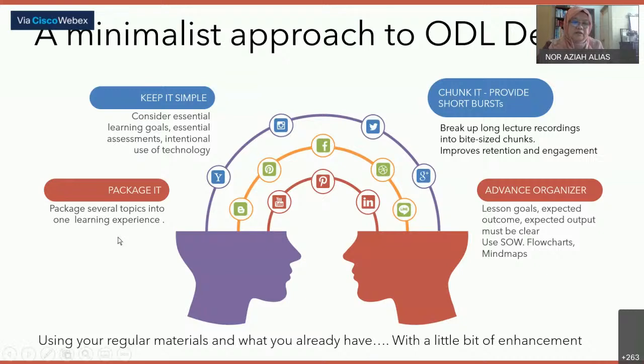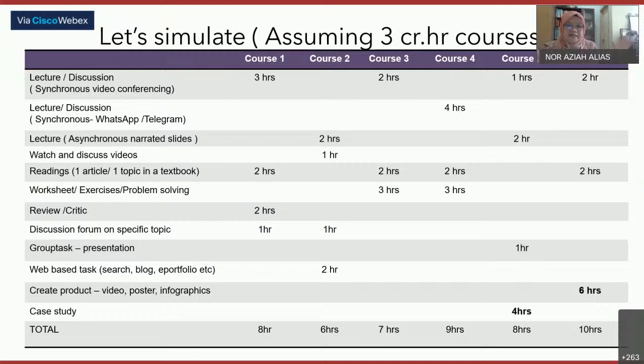But what we try a lot in UiTM is to package the topics into one learning experience, using our regular materials and what we already have with a little bit of enhancement. So to do that, for example, this is what I'm going to show. This is our normal, these are 6 courses. Some of our students are taking 7 courses. So we like to do this now. One lecturer will have a synchronous lecture discussion, a 3-hour lecture. And then ask the students to do a review of the reading, and then to put it into the discussion as well. So I calculate maybe that's about 8 hours.